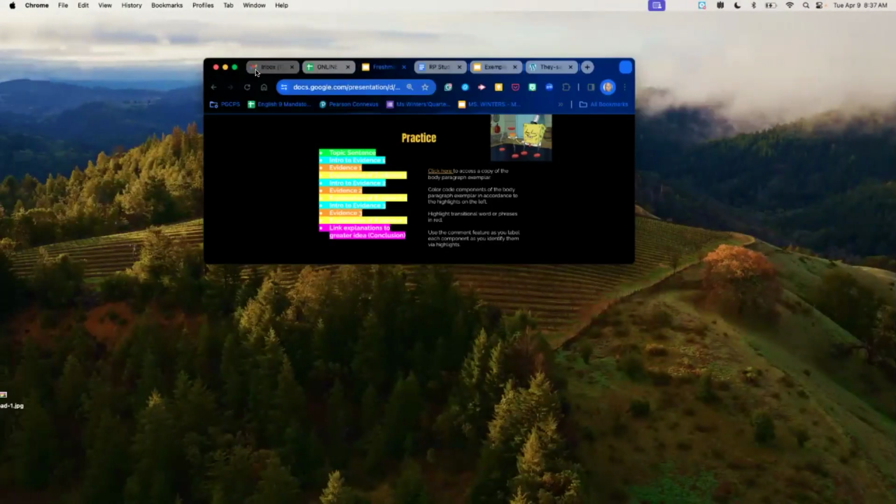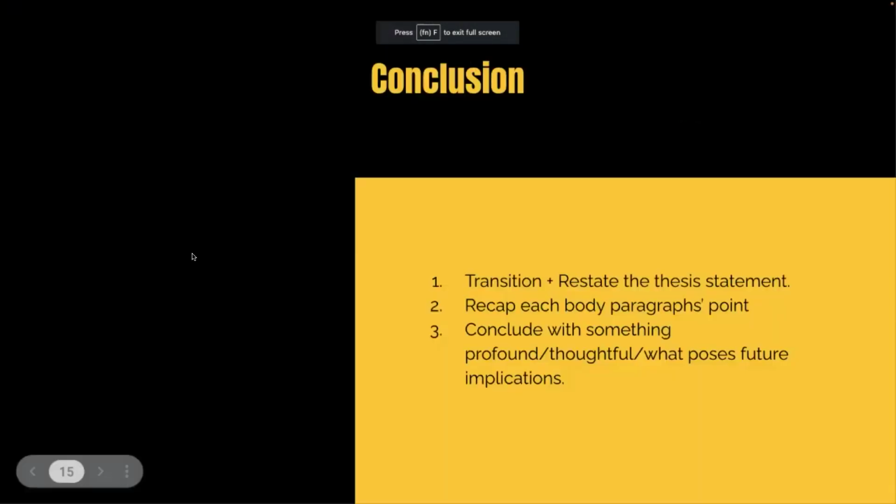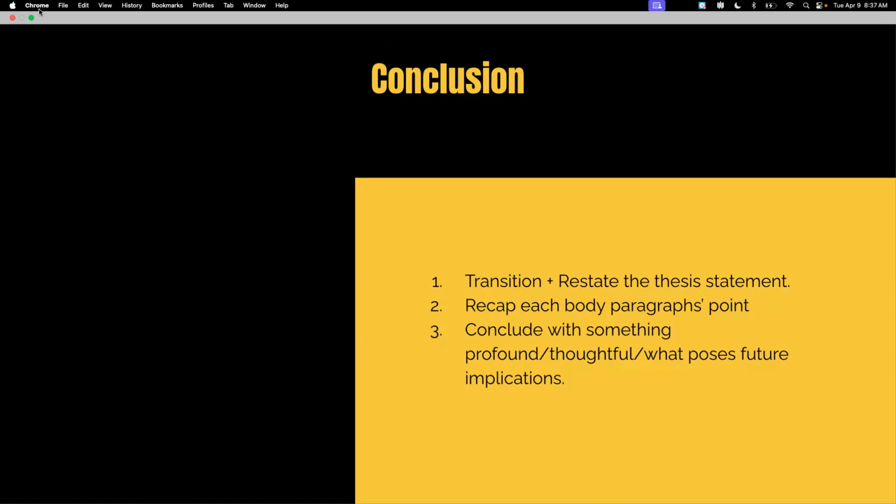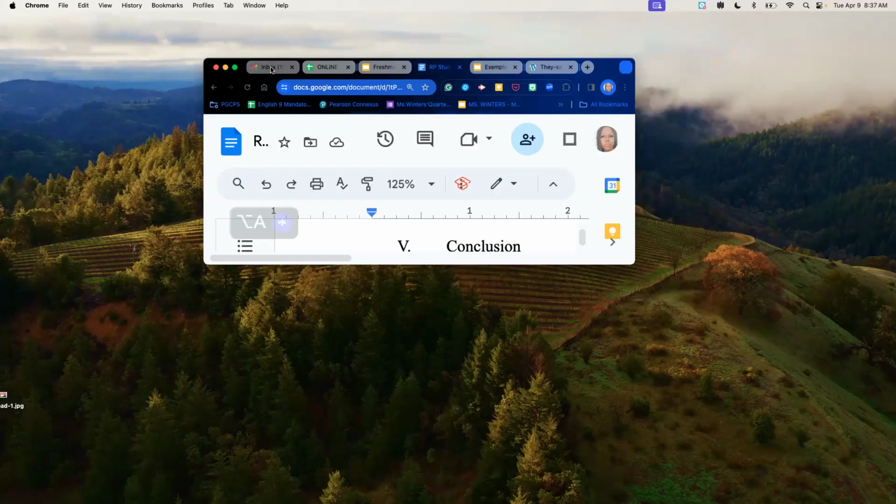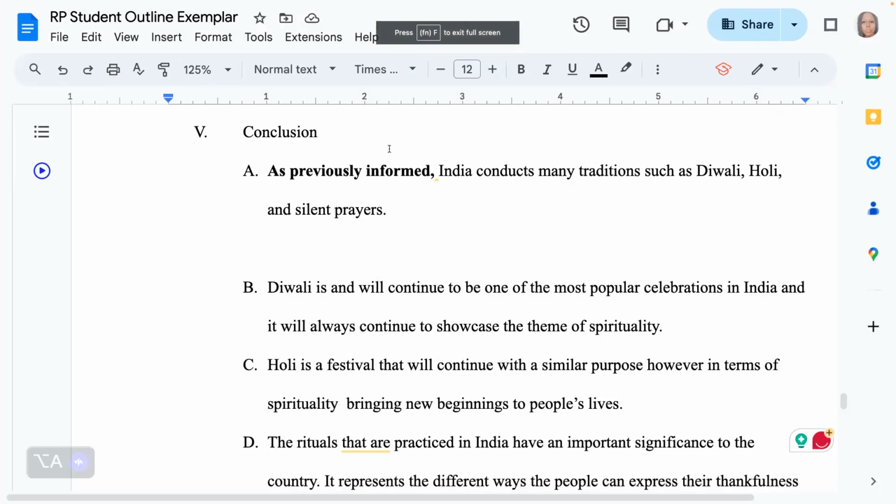So the conclusion is fairly simple. You're going to ensure you have a transitional word or phrase and restate the thesis statement. So you can always rephrase it, change it up a bit. I recommend copying and pasting it if you want to ensure that you have it exactly. But yeah, the goal is to rephrase your thesis statement, but still provide your 3 points. Okay, so I'll go back here. As previously informed, that's a transitional word or phrase, India conducts many traditions such as Diwali, Holi, and silent prayers. Okay, so that is correct.